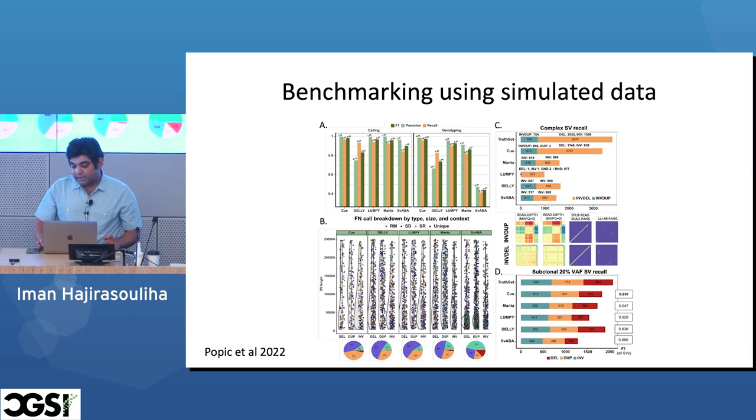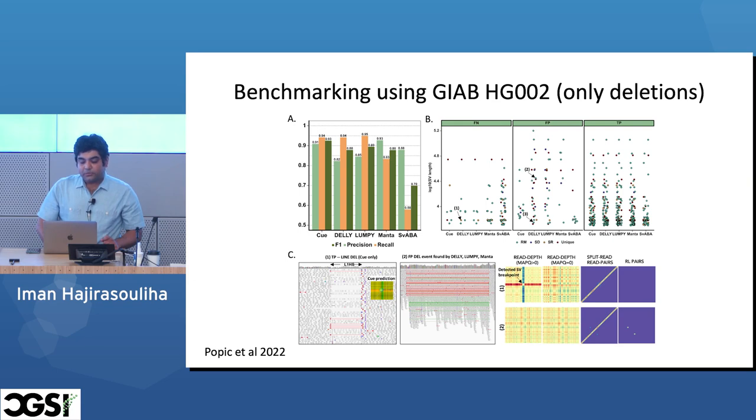We also looked at the real data sets. This is the benchmark set from Genome in a Bottle. We can only do it with deletions because there's no inversions or other complex events here. As I said, Q was trained only on simulated data, but when you apply it to the real genome, this is the HG002 genome, the Ashkenazi son from Genome in a Bottle, you can see again, when you compare it with Delhi, Lumpy, Manta, Swaba, Q again gets the highest F1 score. So it's very promising. With only simulated data, you can do a very good job with deletions.